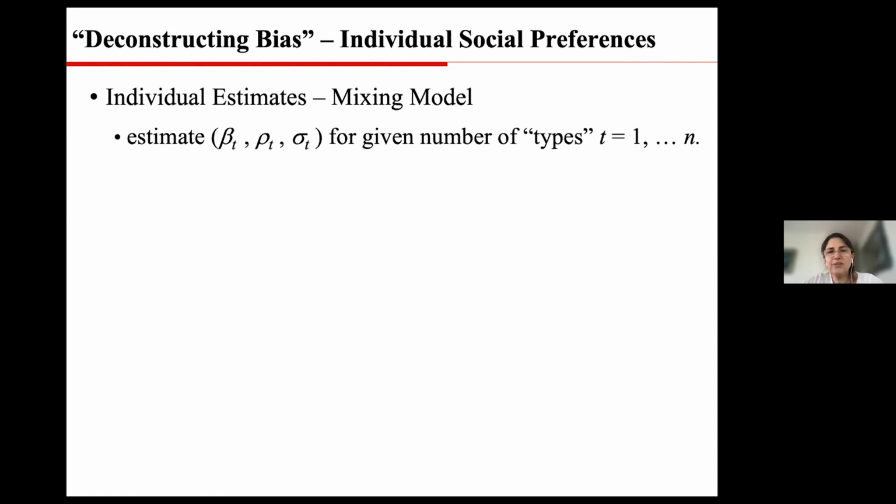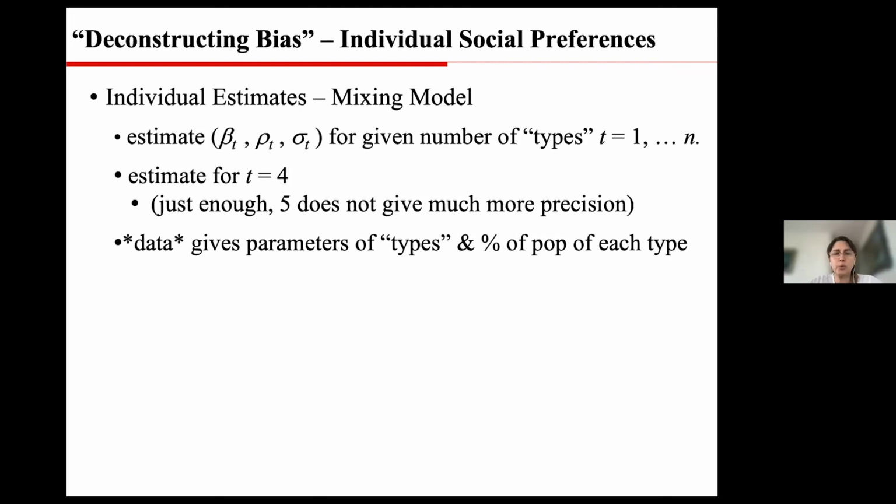And to be clear, we didn't say, here are the types. We said there are 4 of them, and let's see what the utility function parameters look like for 4 different types. We estimated T equals 4, which was just enough so that, if there were 4 different types matching the canonical types of preferences out there, we would be able to capture them. We did also estimate 5, but it doesn't give us more precision. It just split one type into 2 subtypes. To be clear, the data is giving us the parameters of the types and the percentage of the population in each type. So basically, we are asking the likelihood function to give us the parameter estimates for 4 types and the percentage of the population of each type to maximize the likelihood function.